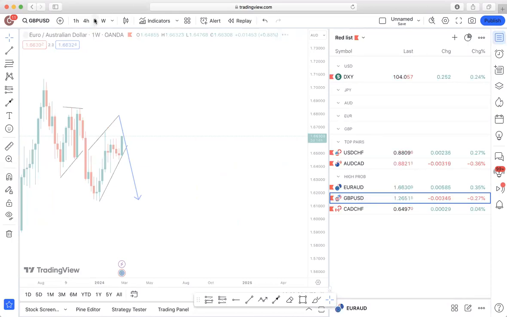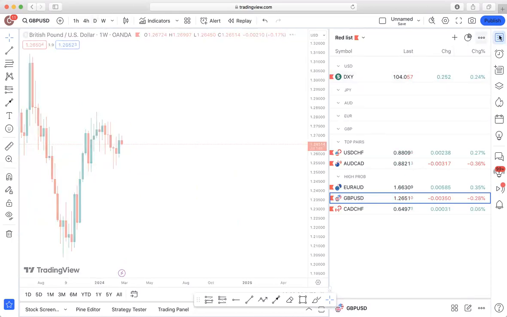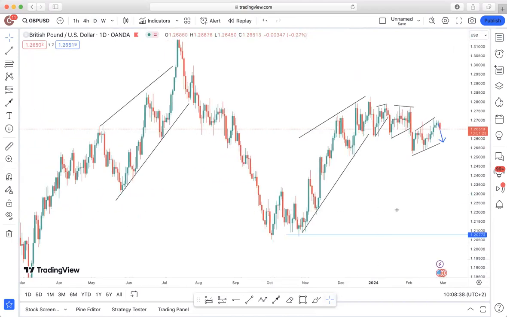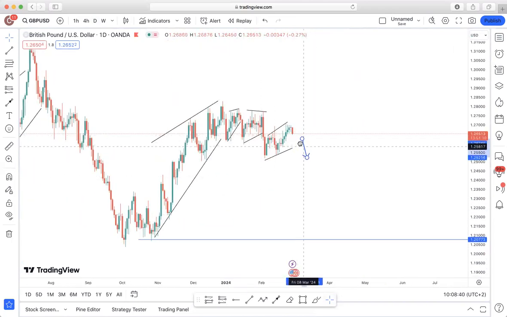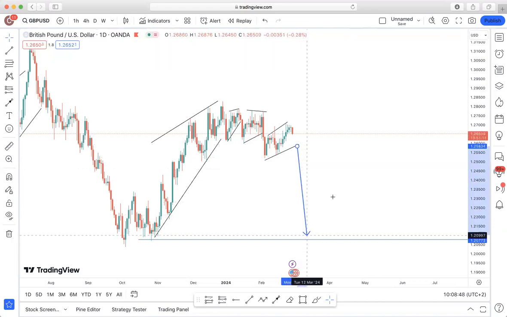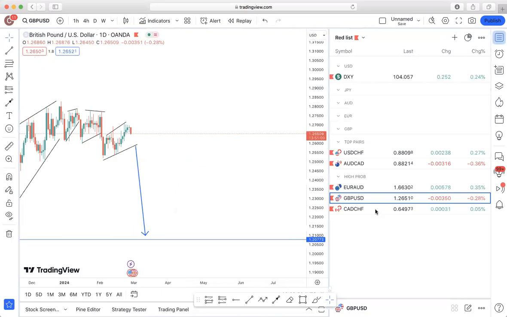And also GBP USD. On the daily, this is what I'm waiting for. I'm waiting for this to drop. It is currently starting to drop, but I'm waiting for this to reach this trend line. Once it reaches this trend line and it breaks out, that is when I can confirm that it is having a high probability of dropping to the downside.